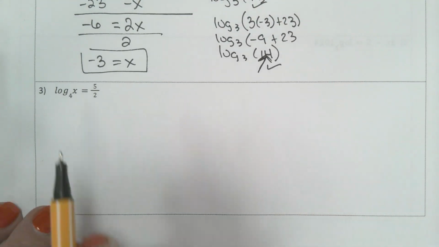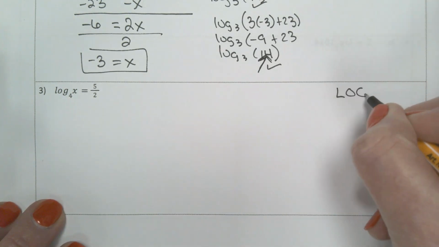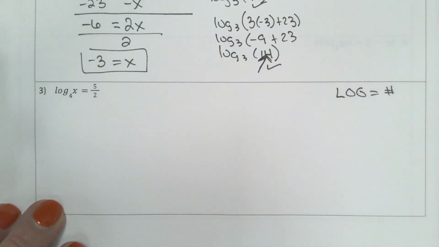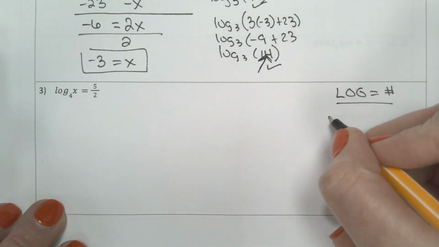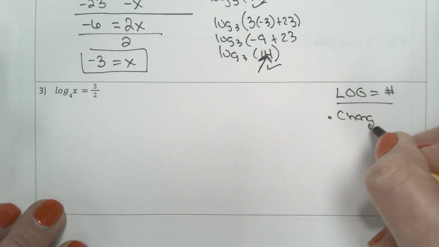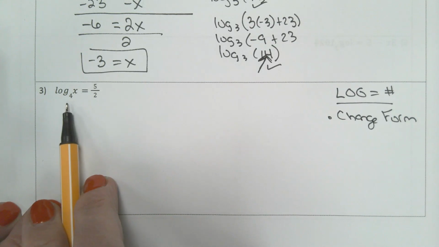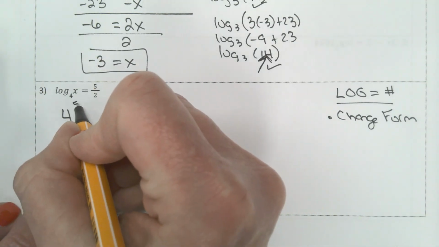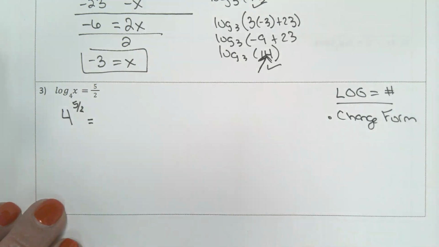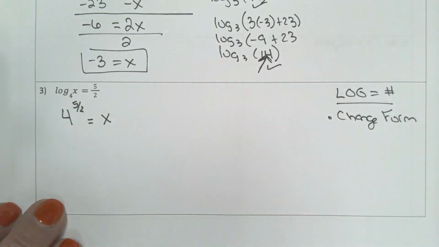On the next one, I have log equals number. Anytime you have the scenario log equals number, I'm going to change form to solve it every time. So when I change to exponential form, my 4 comes down, my 5 halves goes into the exponential position, and the x crosses over and goes to the other side.